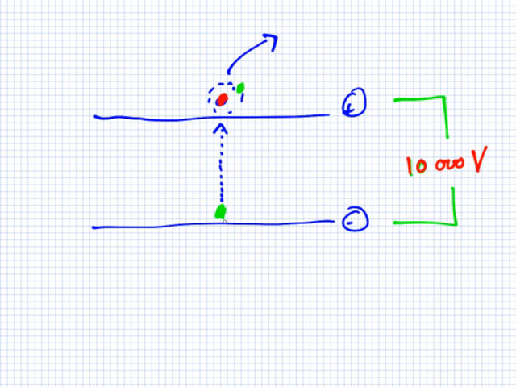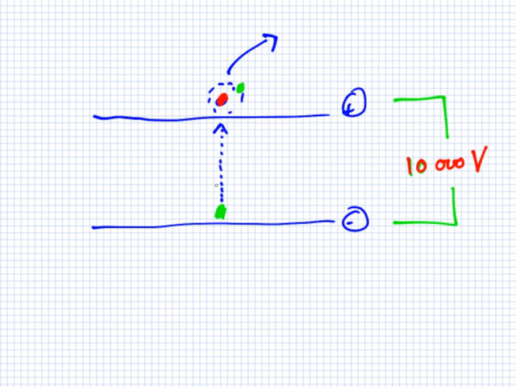So the electron leaves the negative plate, hits a proton on the positive plate, and they move off together as a proton-electron pair. They hit the plate. The electron hits the plate, and it hits a proton on the plate, and the two of them move off together.